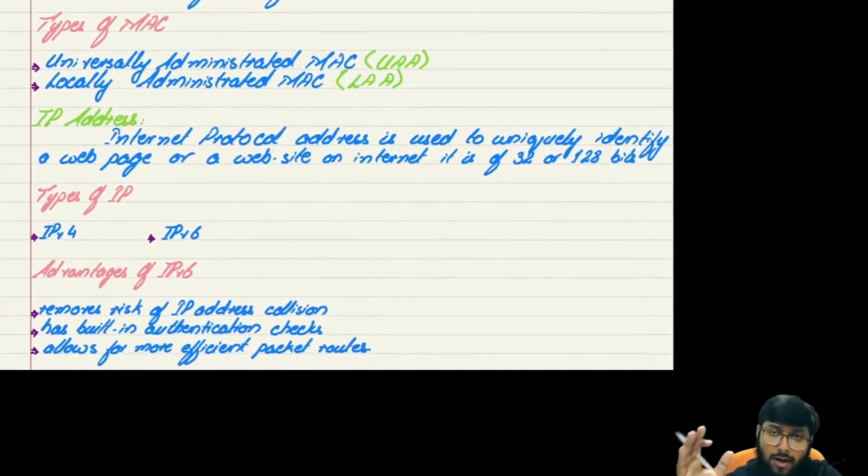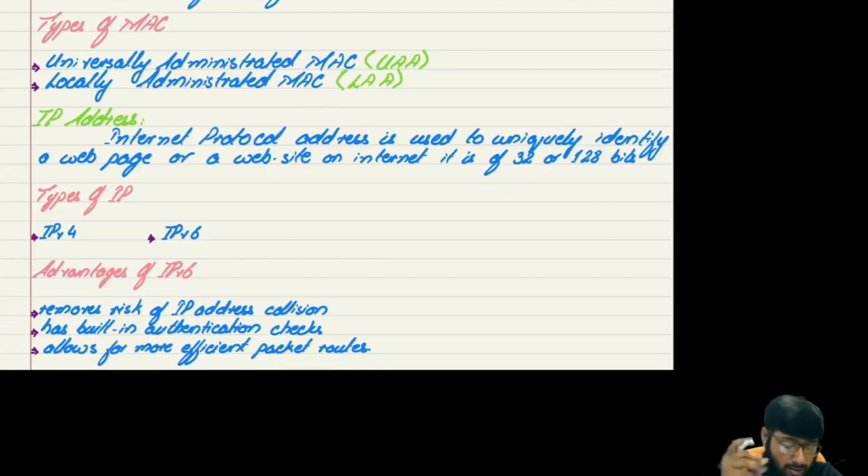Now IP is of 32 bits if it comes with IP version 4 and 128 bits if it comes with IP version 6. Earlier we were, and till now we are utilizing IP version 4, but we are drastically changing towards IP version 6.